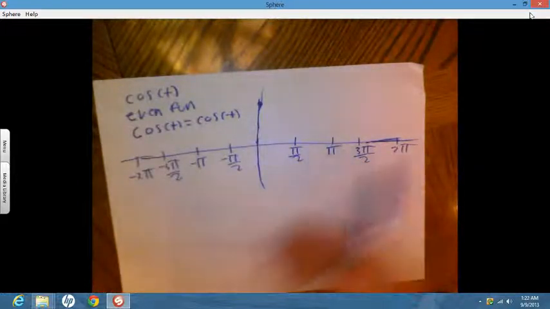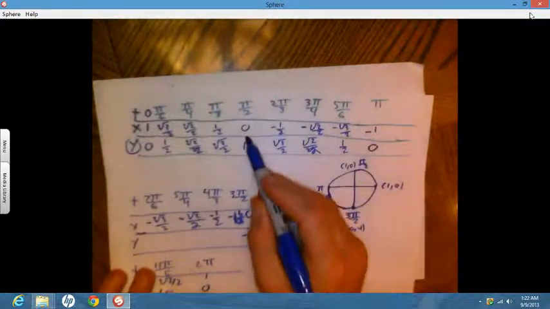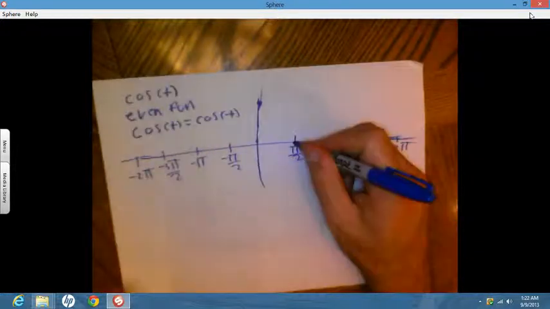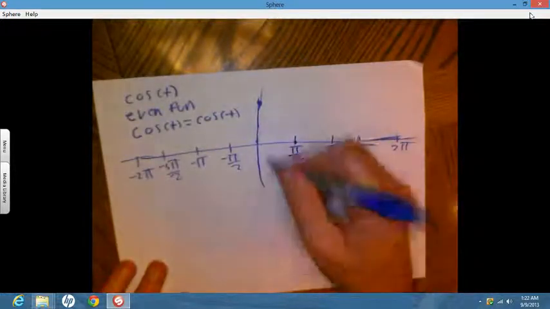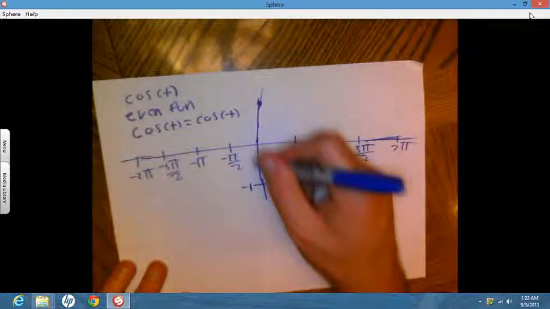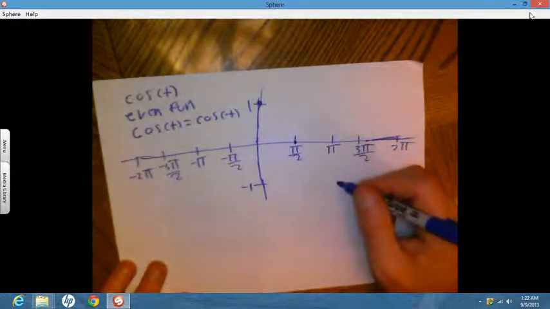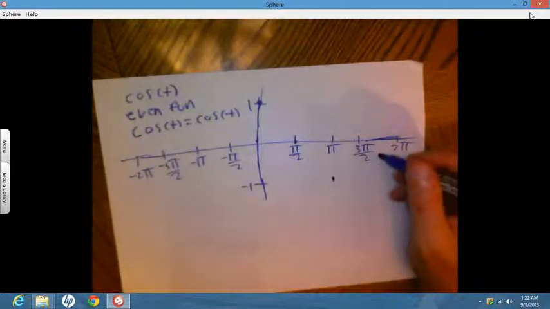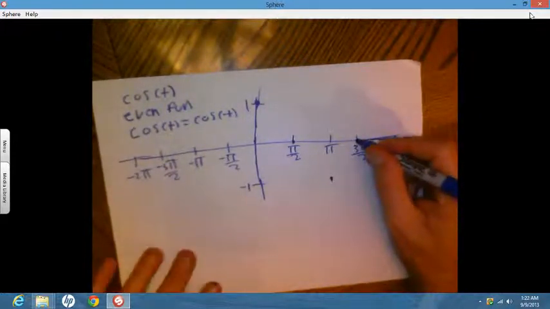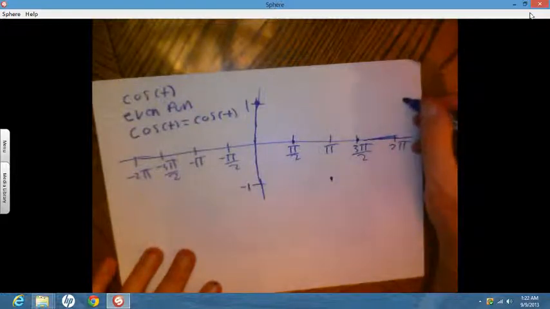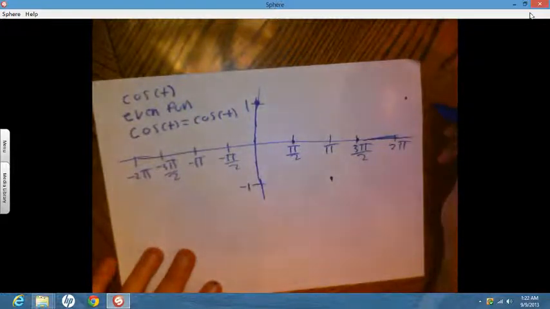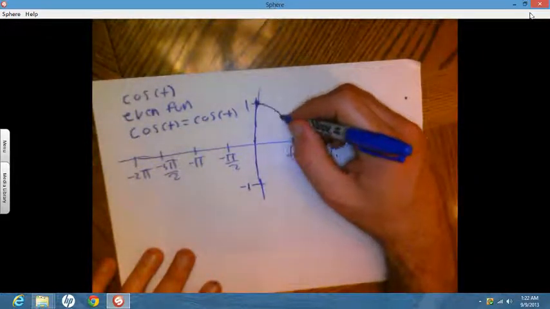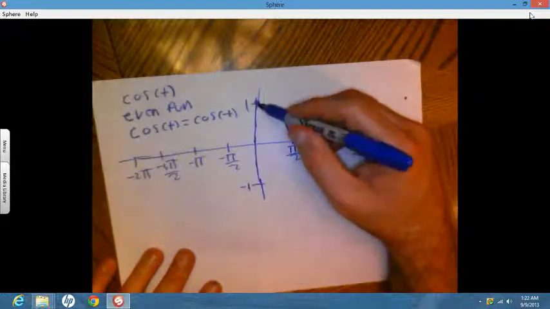And at pi, if we look on our chart, we're going to be negative 1. At 3 pi over 2, if we look at our chart again, we'll see that it's 0. And at 2 pi, we'll see it's positive 1. So again, this function is going to be 2 pi periodic because it doesn't repeat all its values until it gets back to that positive 1 at 2 pi. The cosine function is going to look like this.